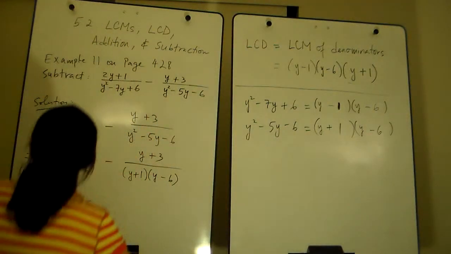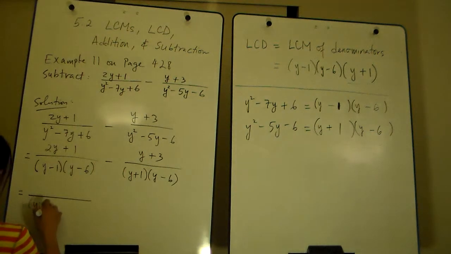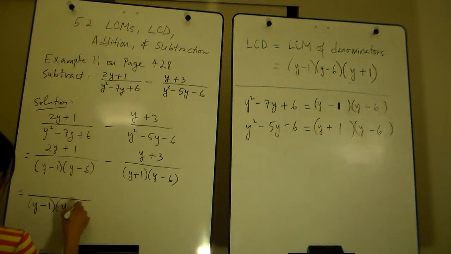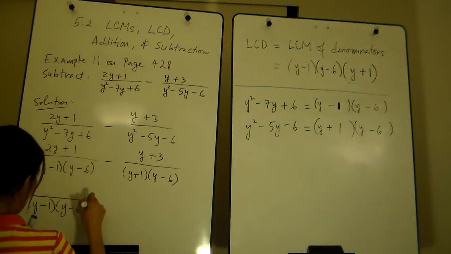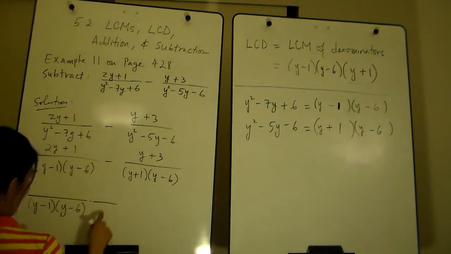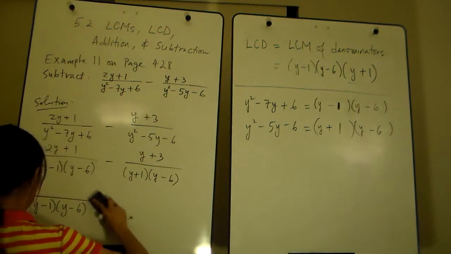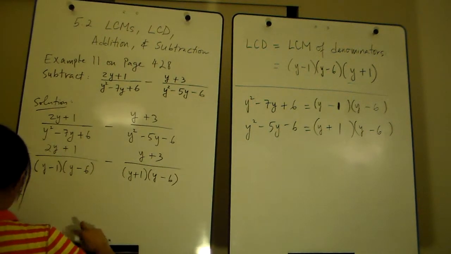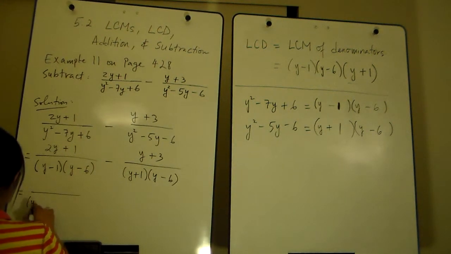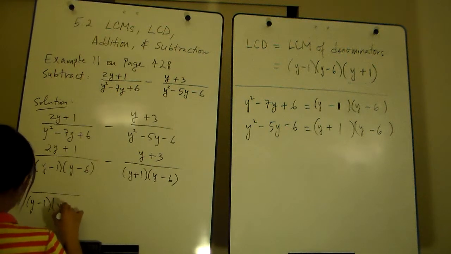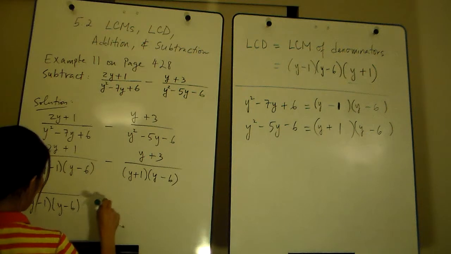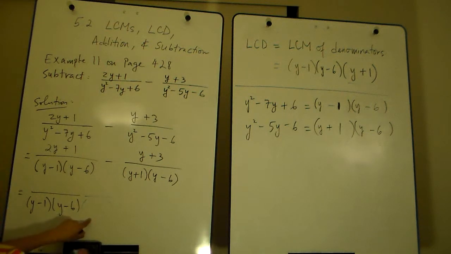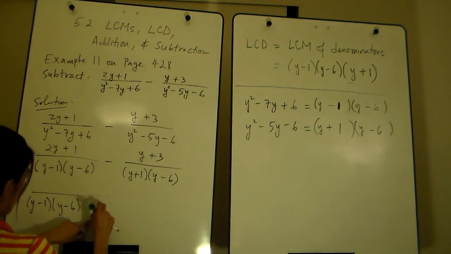So, this is y minus 1, y minus 6, the first denominator, right? So to get the LCD, let me make it smaller. Y minus 1, y minus 6. To get the LCD, it needs one more term, right? So you can multiply one more term, which is y plus 1.